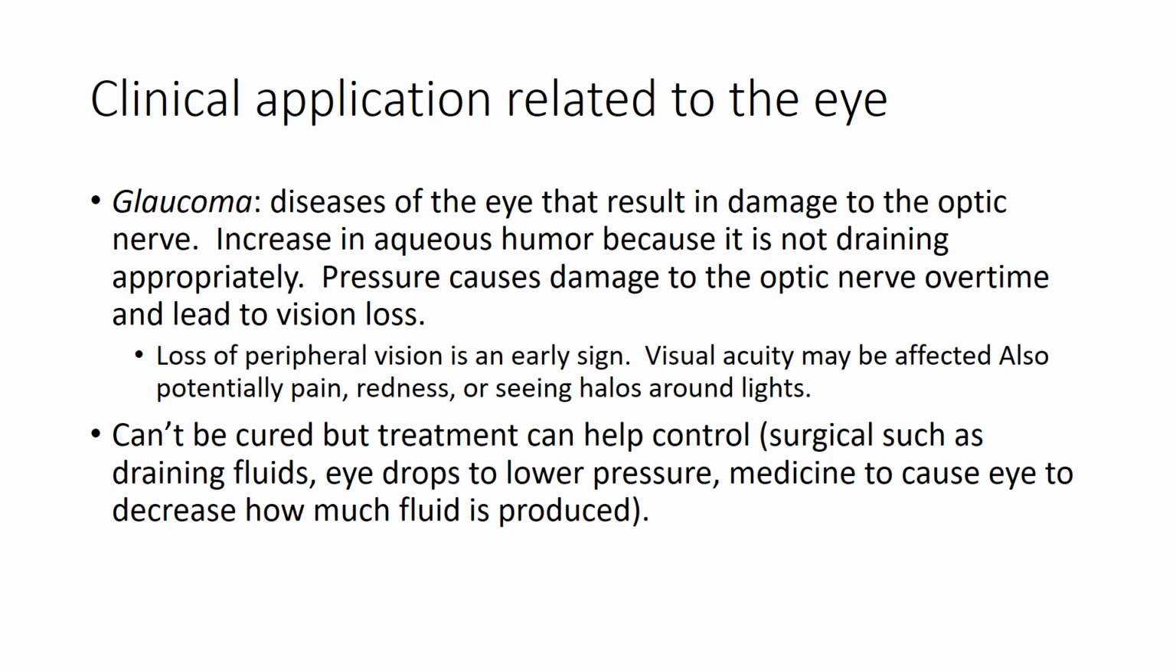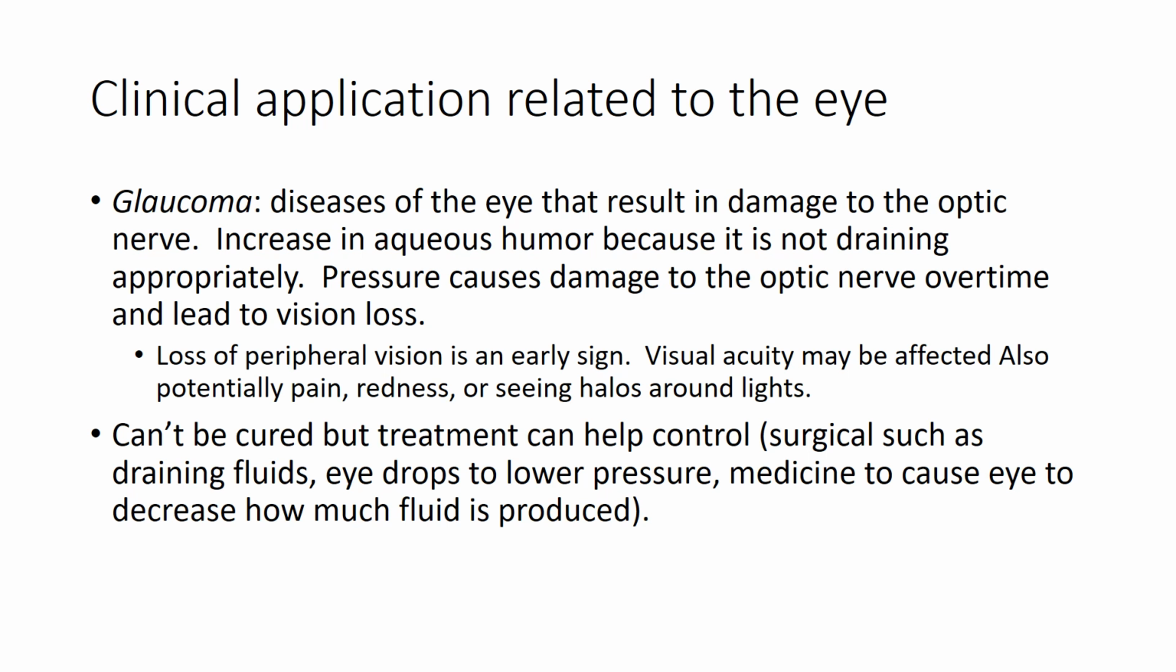So let's explore some clinical applications related to some of the structures that we just talked about. Probably one of the common ones is glaucoma, and that's a disease of the eye that results in damage to the optic nerve. And that damage occurs because there's an increase in the aqueous humor, most of the time because it's not draining appropriately. So that increase in aqueous humor causes damage to the optic nerve over time, and that can lead to vision loss.